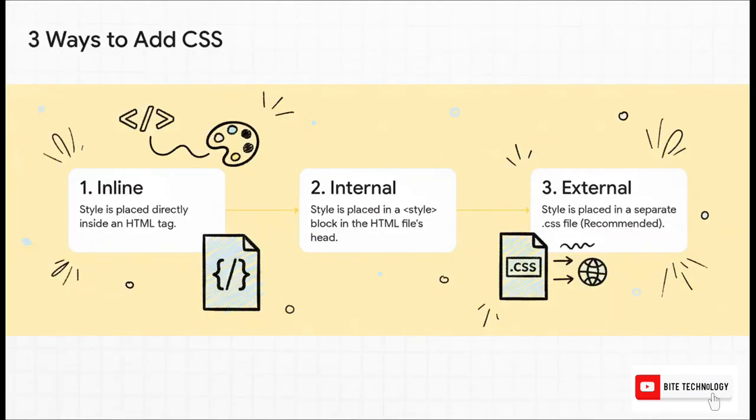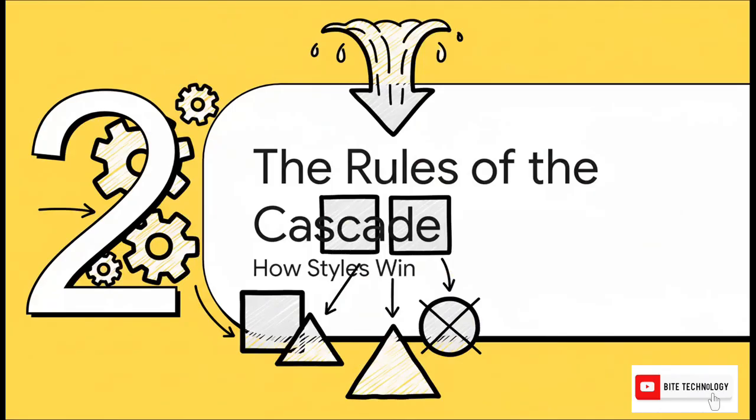Now, you've got a few ways to get these styles onto your page. You can put them inline, which is right inside an HTML tag. You could group them internally at the top of your file, but really the gold standard, the way you'll almost always want to do it, is using an external style sheet. And why is that? Well, it keeps your structure totally separate from your style, which makes your code so much cleaner, way easier to manage, and you can reuse those styles across your entire website. It's a no-brainer.